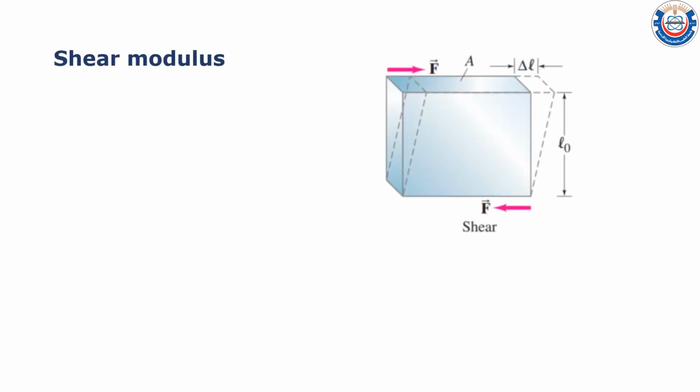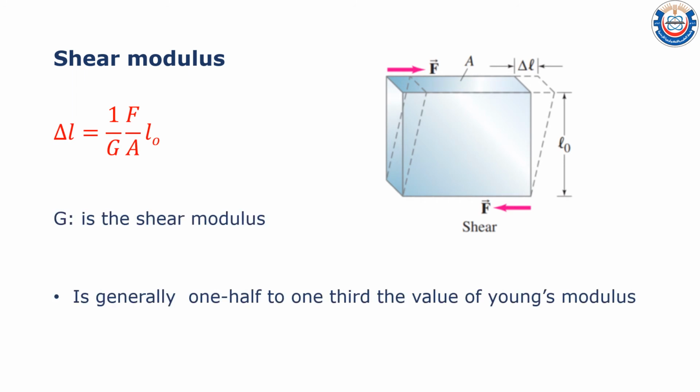Shear modulus. As we discussed before, if we have opposite and equal forces in parallel exerted on this object, then we have a shear modulus, and we can calculate the change in length delta L according to this formula. And here G is the shear modulus. In general, shear modulus is 1/2 to 1/3 the value of Young's modulus.